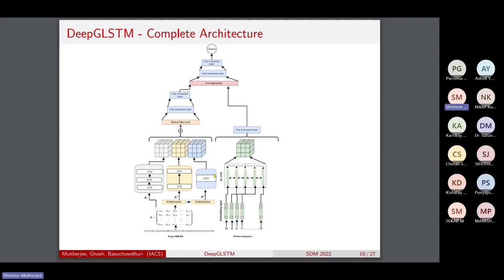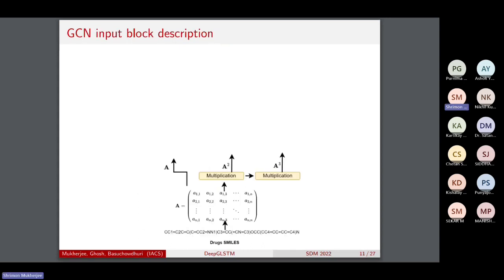Basically, here we take these representations and feed them into these three blocks, and after that we predict the output. Since we predict an affinity score, which is a continuous value, this is basically a regression problem where we train this model using a mean square error loss function, which will update the whole model's parameters. So now I will give the main input block of our work.